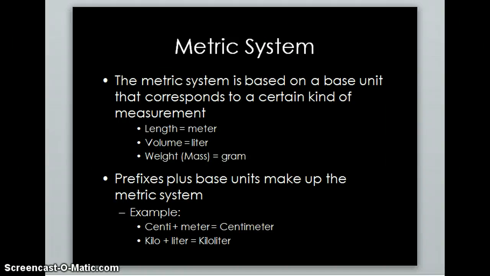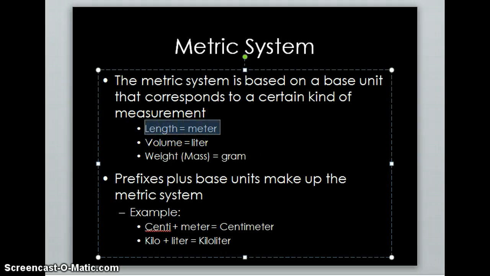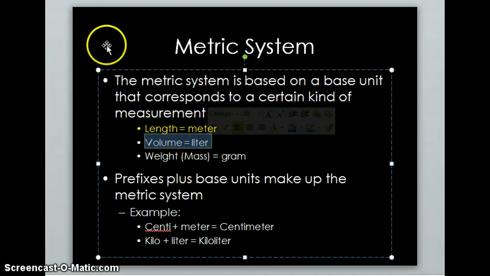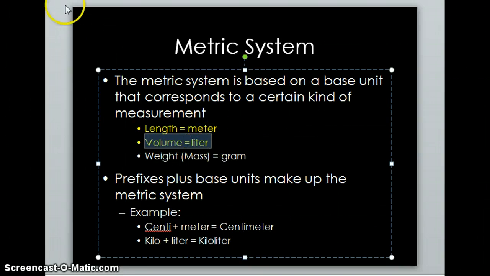Basically, what it is, it's based on a unit of 10 that corresponds to a certain kind of measurement. So for length, we use the meter. For volume, we use the liter. So when we are doing things with, for example, a 2-liter bottle, that's something that you guys are all familiar with. And weight is the gram instead of the pound. So length is meters, volume is liters, and weight is in grams.